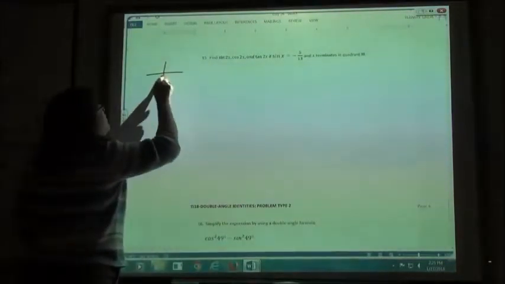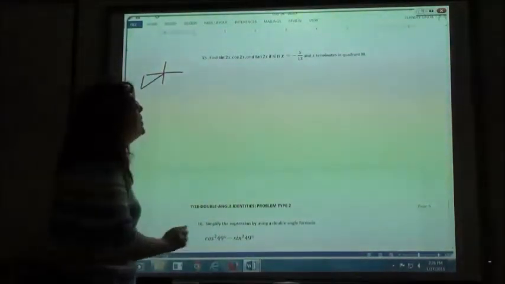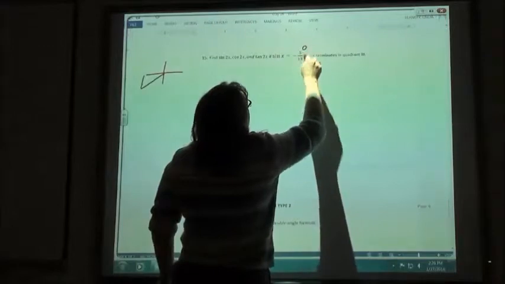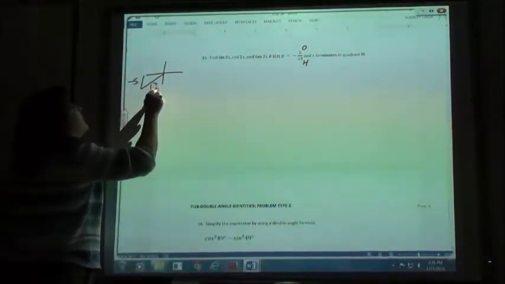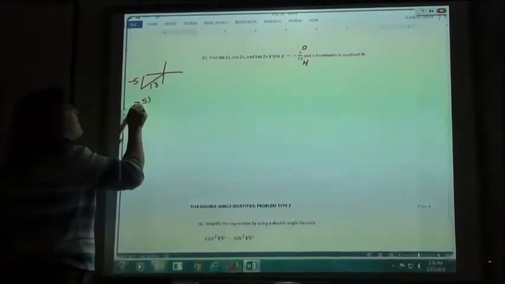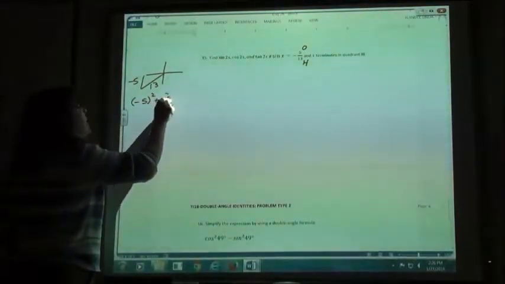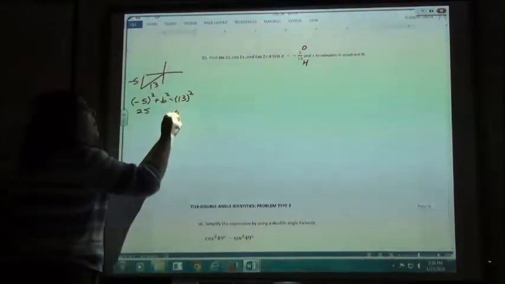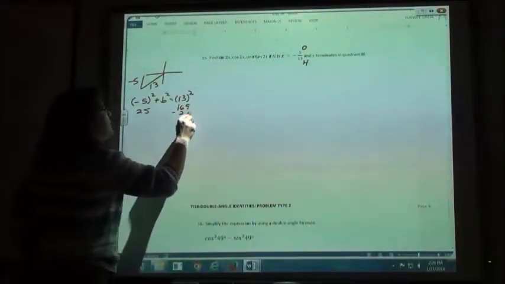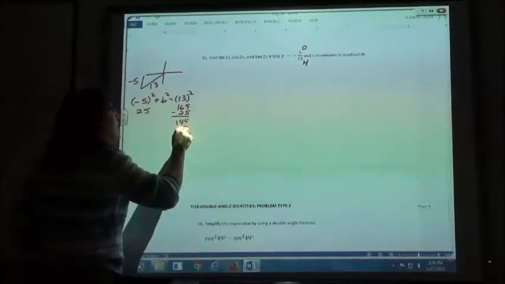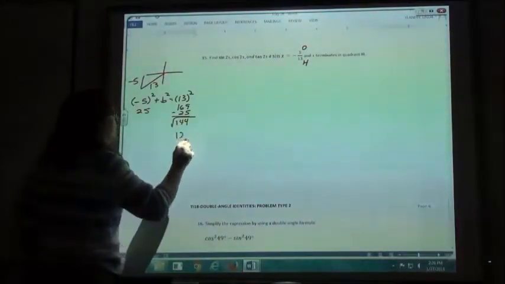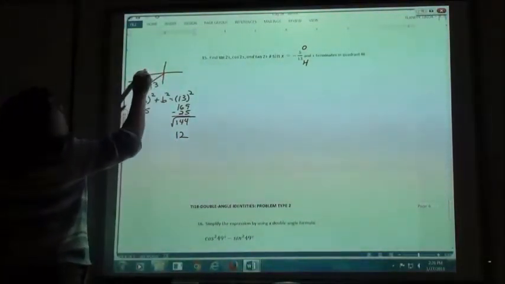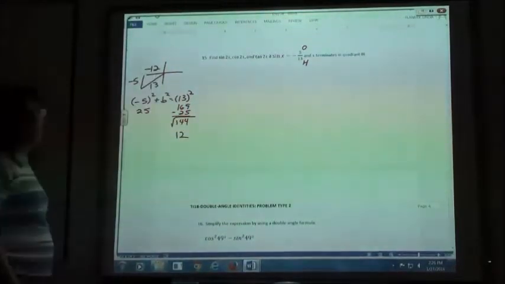So drawing my reference triangle over here in quadrant 3, the sine is the opposite over hypotenuse, so negative 5/13. So negative 5 squared plus b squared equals 13 squared. So that's 25, that's 169. If I subtract, I get 144. The square root of 144 is 12. That's going backwards, so I'm going to have a negative 12 for the length of my side in my reference triangle.